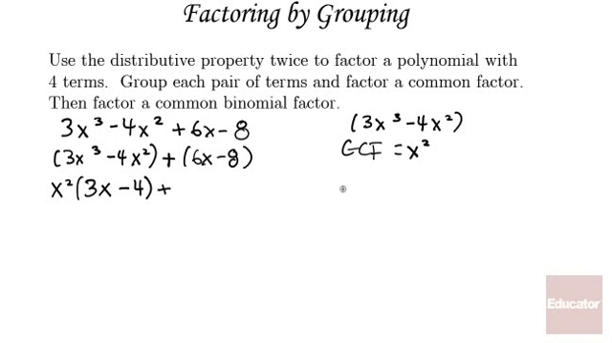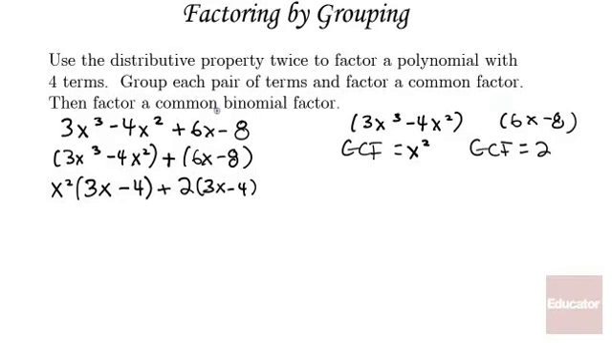Okay, so this was my first group. For my second group, I have 6x minus 8. So I want to find the greatest common factor there. And I look between 6 and 8, I do have a common factor of 2. I don't have a common factor with the variables. So all I can pull out from here is a 2. Well, 2 times 3x would give me back 6x, and 2 times 4 would give me back 8. Okay, so I've factored out my common factor.